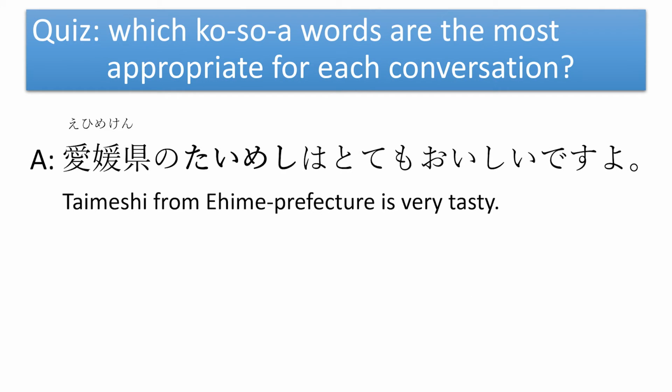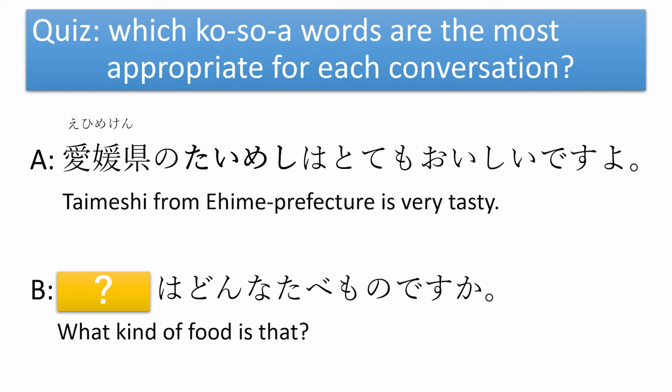愛媛県の鯛めしはとても美味しいですよ。それはどんな食べ物ですか？The answer is それはどんな食べ物ですか？Here, B doesn't know about the topic, which is 鯛めし. So, それ is the answer.